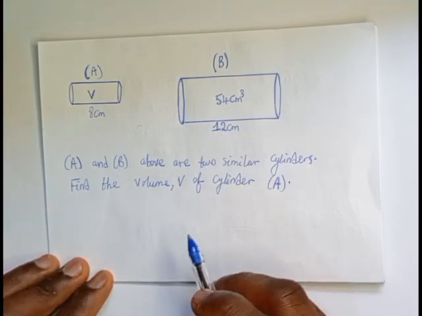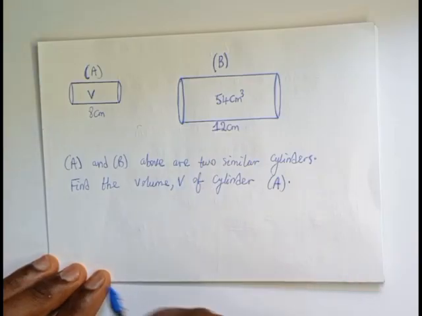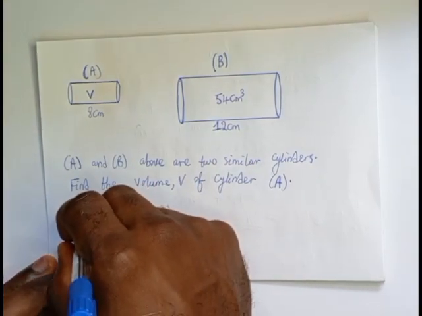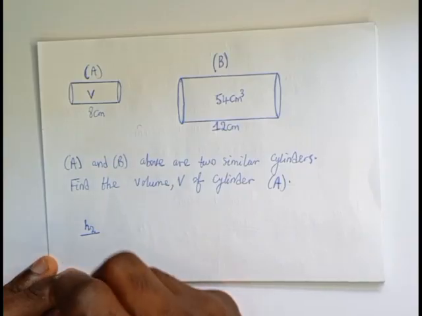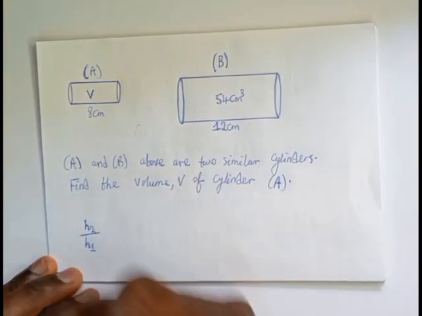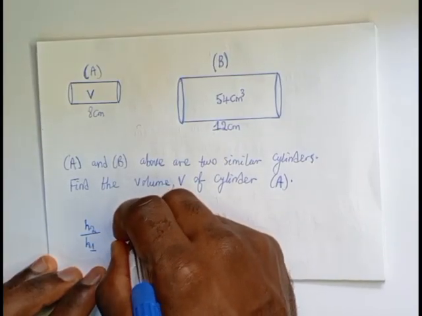Let's assume the height of cylinder B is h2. We divide h2 by the height of cylinder A. Let's take it to be h1. It will simply be equal to a constant k.